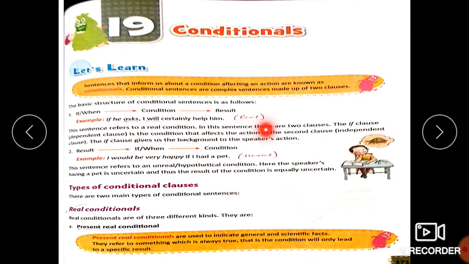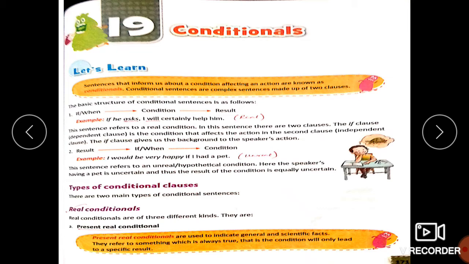So this is a real condition which is implied by this sentence. But this sentence, I would be very happy if I had a pet. Children, understand, this is an imaginary sentence. If I had a pet, I'm talking about some wish, or something which has not happened yet, and there are no circumstances which imply that it might happen. I'm just expressing a wish or something imaginary at the moment.